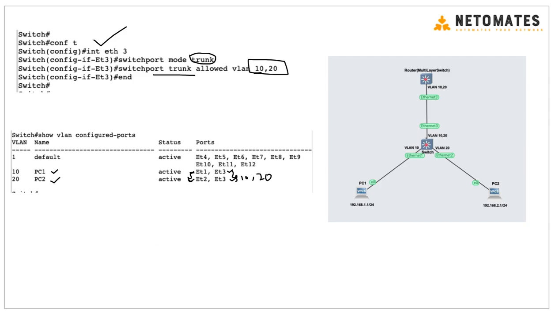Okay, so whenever an ARP request comes from PC1 on VLAN 10, it can go here. Same whenever an ARP request comes from PC2 to its gateway, when it comes on VLAN 20 on Ethernet 2 here, it can go here as well. So now Ethernet 3 can pass both VLAN 10 and VLAN 20 related packets or frames.